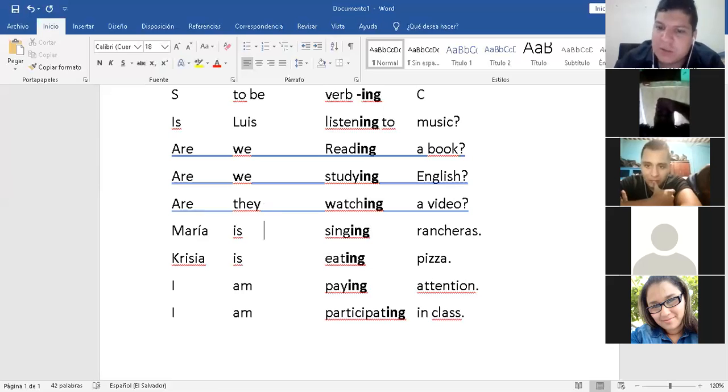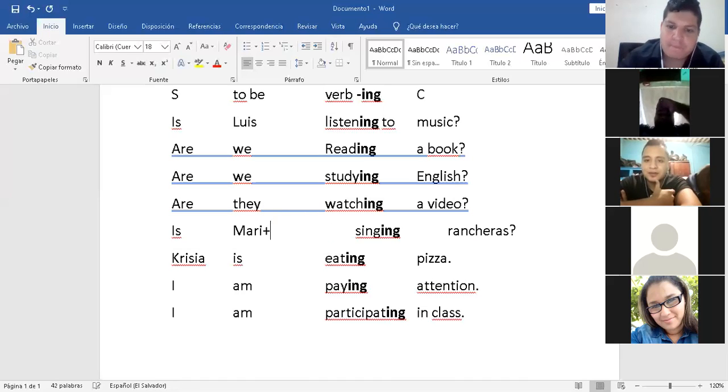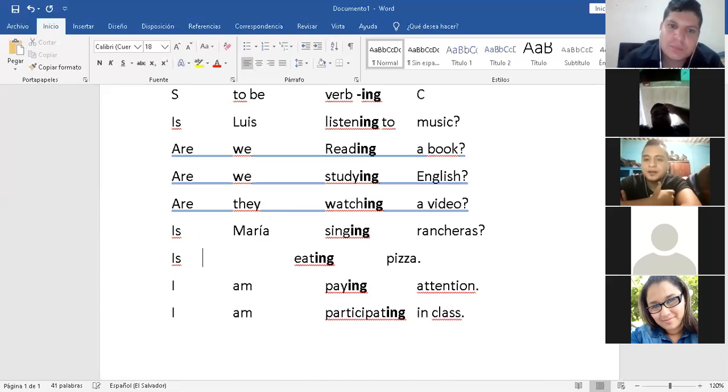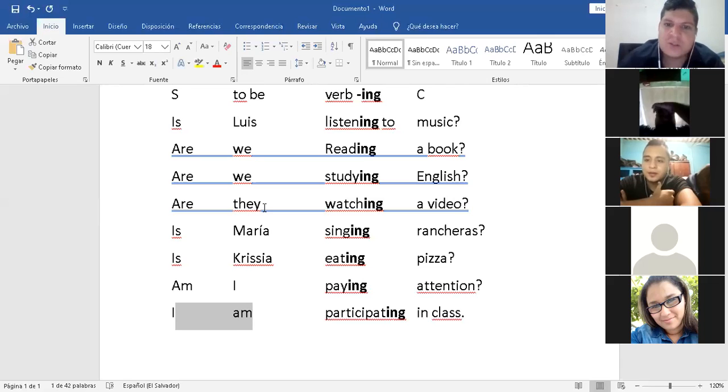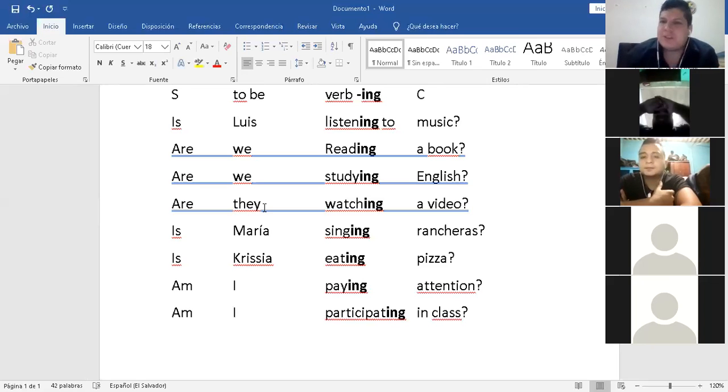¿Está cantando rancheras María? Is Maria singing rancheras? Si se fijan, no cambiamos absolutamente nada. ¿Está comiendo pizza, Crisia? Is Crisia eating pizza? Para arriba. Estoy poniendo atención, así como que preguntándose ya bien, filosóficamente. Am I paying attention? Otra pregunta para el corazón. ¿Estoy participando en clases? Am I participating in class?